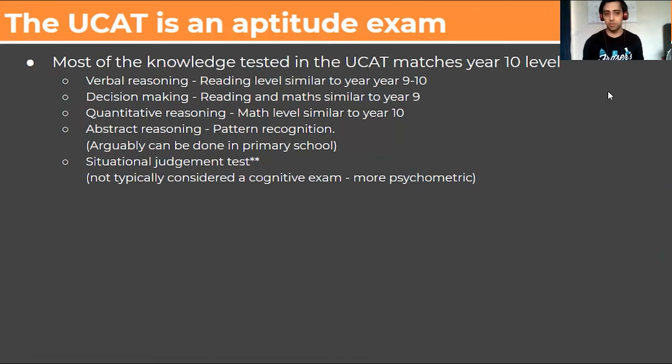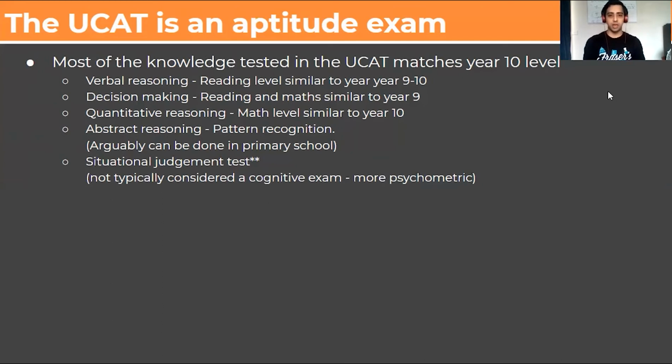The first cognitive component, verbal reasoning, has a reading level similar to year 9-10. Decision making, the second component, has both reading comprehension and maths involved in it, similar to about a year 9 level. Quantitative reasoning, which is the maths section of the UCAT, is similar to year 10. Abstract reasoning is pattern recognition, which arguably even people in primary school can do. And then there is the psychometric test, which tests your psychosocial skills, which is the situational judgment test.